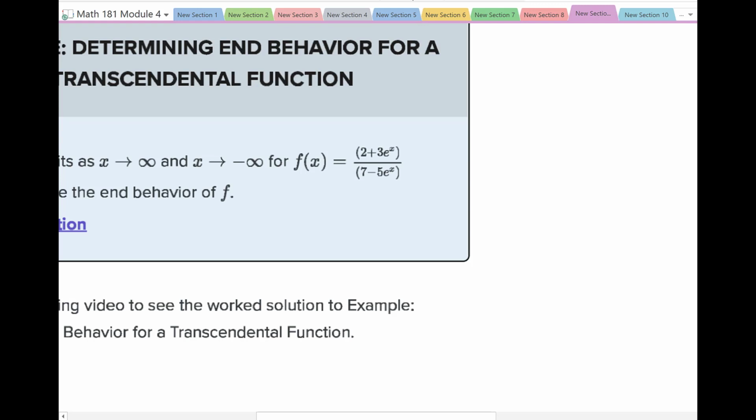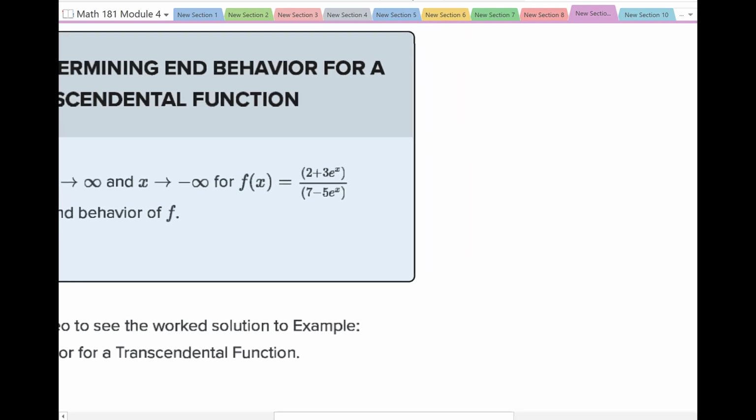So if we look at the limit as x goes to infinity of 3e^x. I guess I'm looking at the wrong problem. It's 2. Look at the next problem: 2 plus 3e^x over 7 minus 5e^x. So as it goes to infinity, you have basically infinity over infinity. So that's the problem.